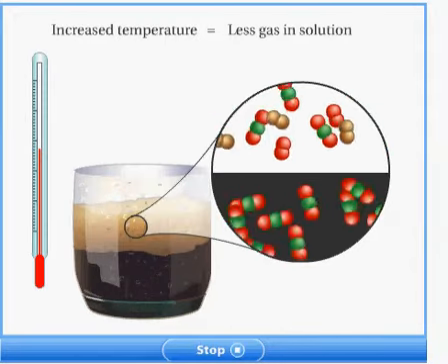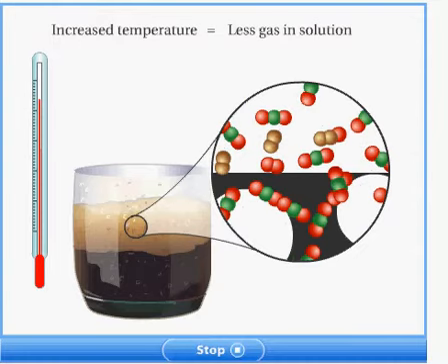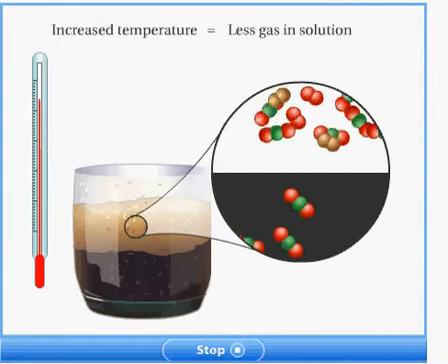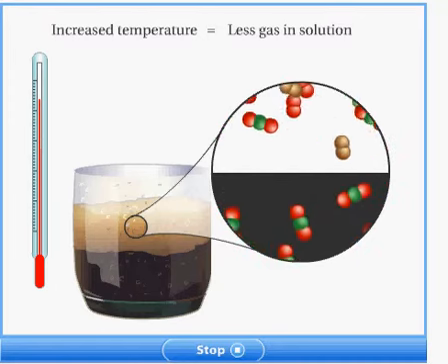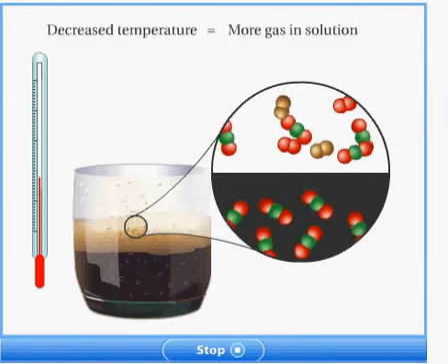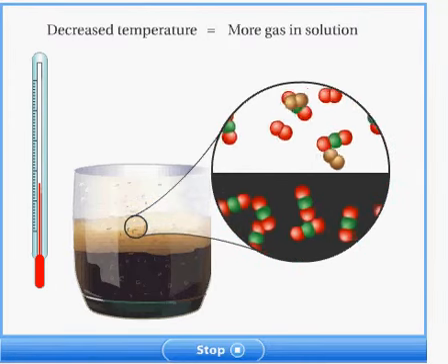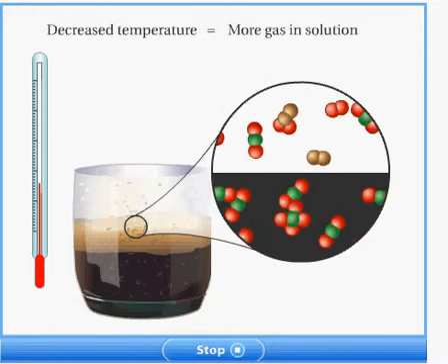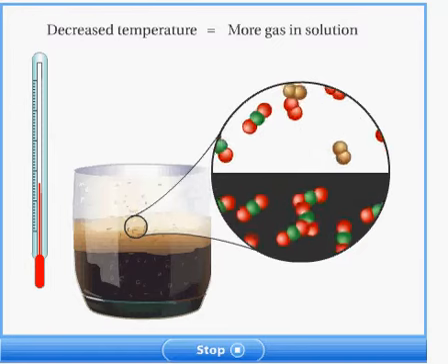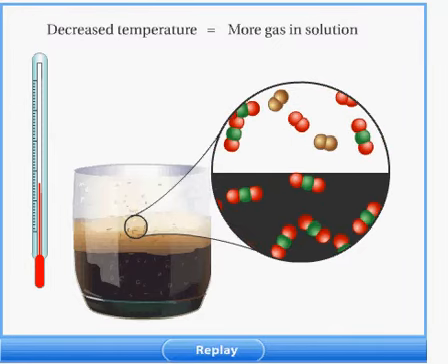On the other hand, if we increase the temperature, the molecules in the liquid have more energy and move faster, making it easier for the gas molecules to escape the solution. If we decrease the temperature, molecules have less energy and move more slowly. If gas molecules are moving slowly enough, they will not be able to overcome the attractive forces of the solution.